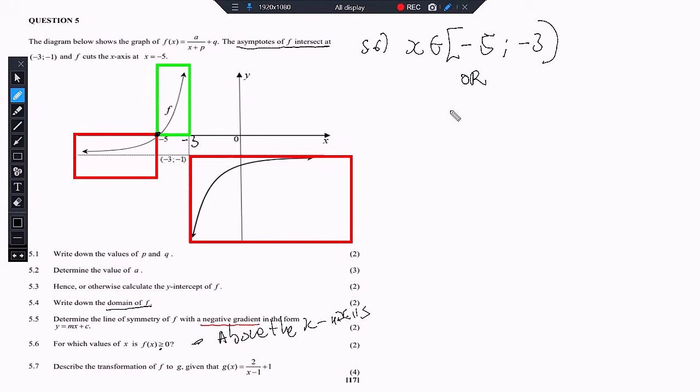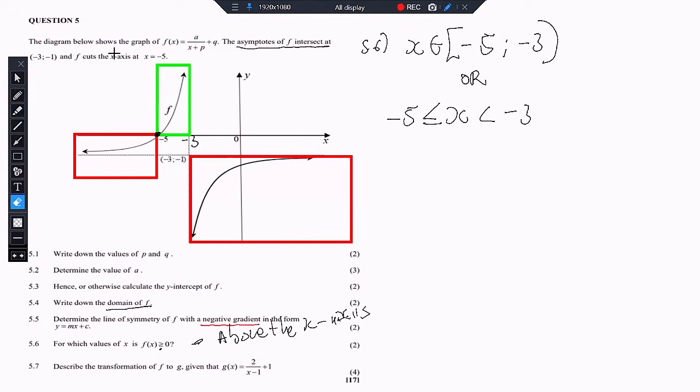Others might choose to write it in this format, to say x, put x here in the middle, and then this will read where x is greater or equal to -5, but x is less than -3. Now this means the same thing. It's just a matter of which one you prefer, right? You can either write it that way or you can write it that way, right? So nice. For 2 marks, that's all you were supposed to do.